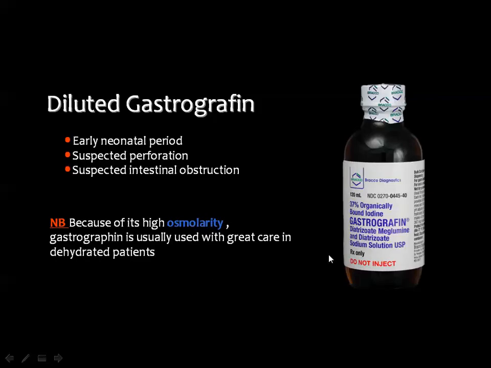Then gastrographin is a water-soluble contrast material that can also be used in the gastrointestinal tract. It is orally administered and is usually used in neonates, and whenever you are suspecting bowel perforation or intestinal obstruction. This gastrographin has a high osmolarity and it should be used with great caution, especially in dehydrated children.